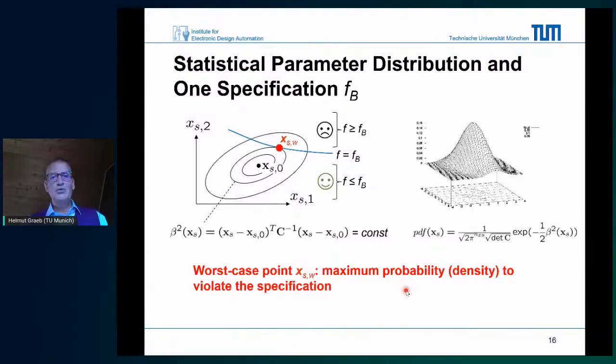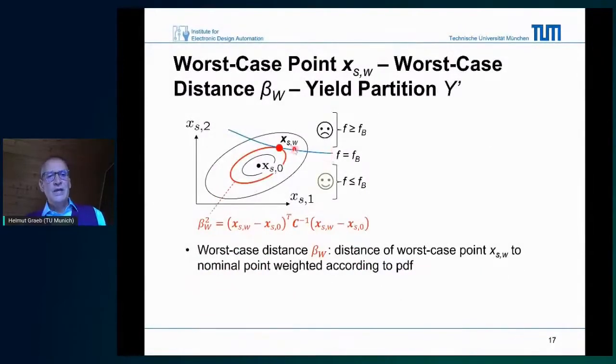So one thing we can do with this point, right? Here it is. Now we can insert this point XSW into that quadratic form for beta, and then we get a value of beta, which we call worst case distance. And this is the value beta that refers to that level contour of our normal probability density function, right? It's the distance of the worst case point XSW to the nominal point weighted according to the PDF. The mathematicians call this a Mahalanobis norm, right? It's not just this distance here, but it's weighted with that inverse covariance matrix, which comes from the PDF. Good, so we have that.